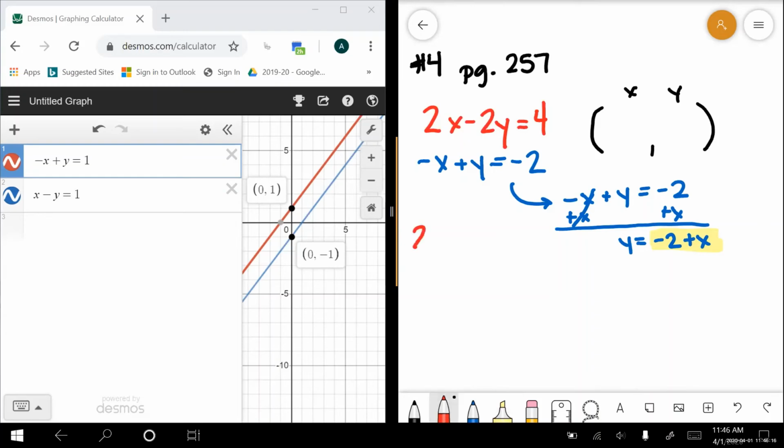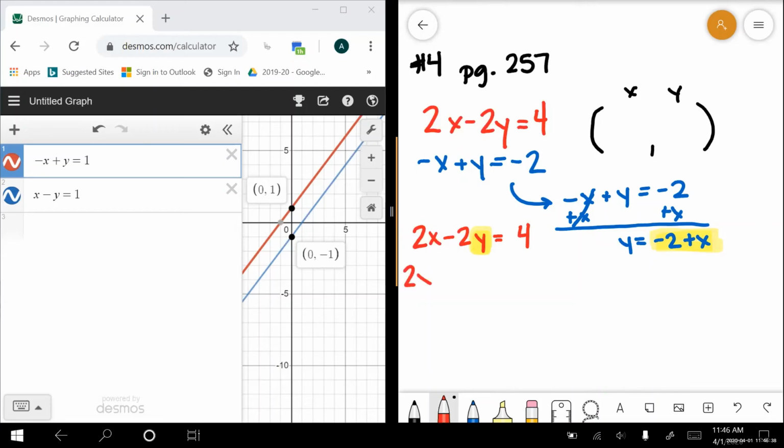I can't plug it back into blue itself. That would be weird, plugging the blue one into the red one. And of course, I'm plugging it in for this variable. I'm working very carefully and reading my work slow and steady. I'm plugging in the yellow -2 plus x into the yellow y of the red function.